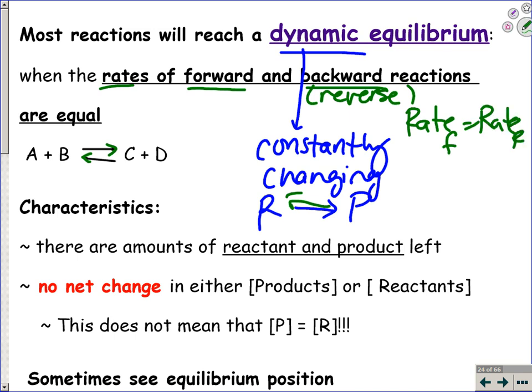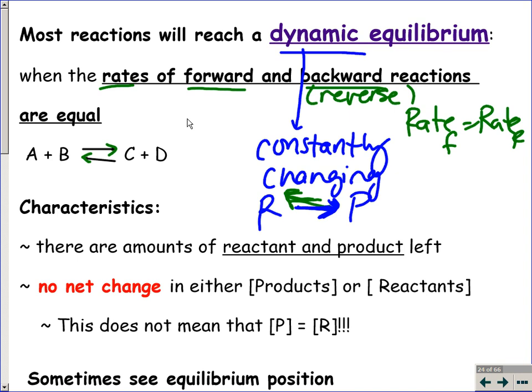And that definition does not tell us anything about the concentrations of reactants and products at equilibrium. It just says that as the reactants produce products in the same amount, products are finishing and making more reactants. So it's just a constant back and forth motion. So what we see now is we actually have both reactants and products left over.